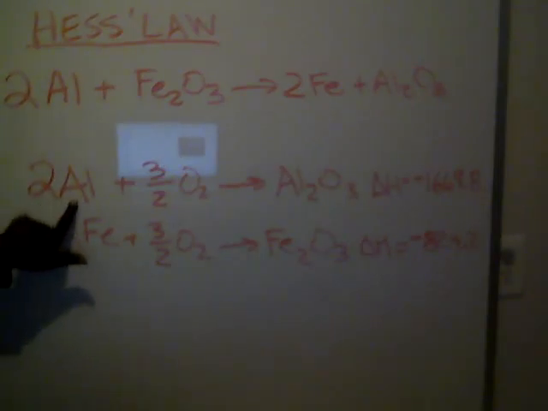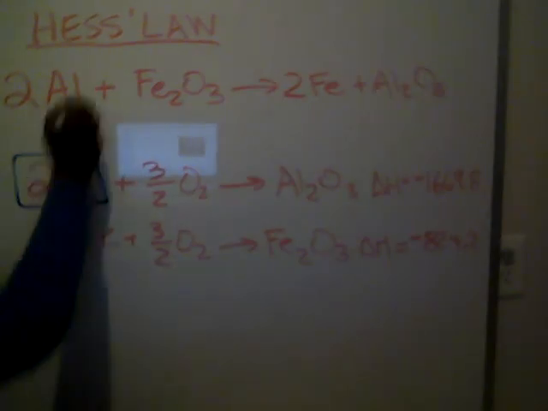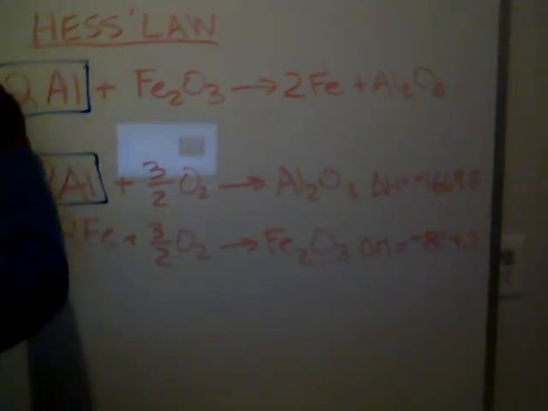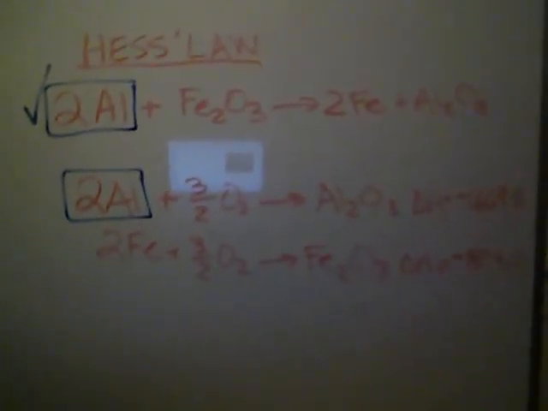So we have two aluminums. Right now, the aluminum is on the left of our step, on the left of our equation. So that is in the right spot. That's fine. It's in the right spot.